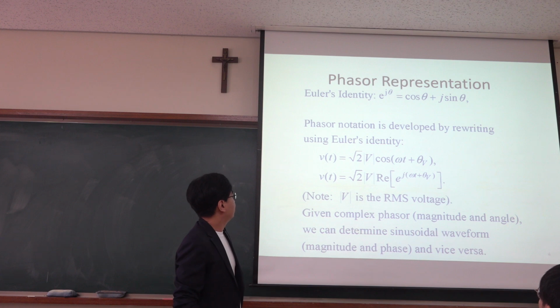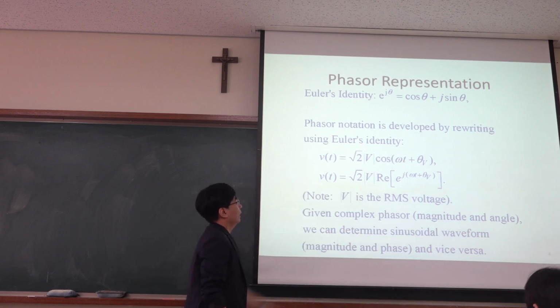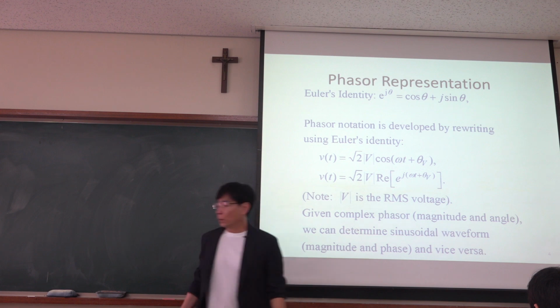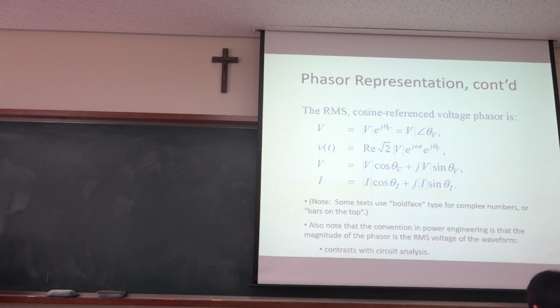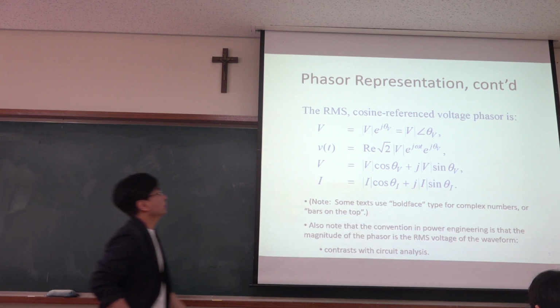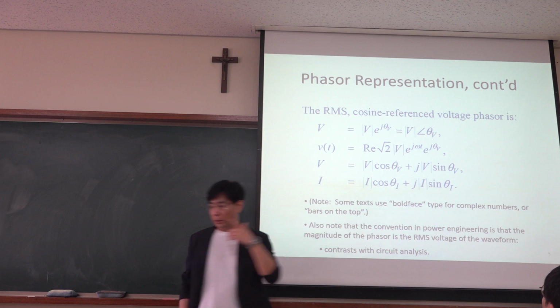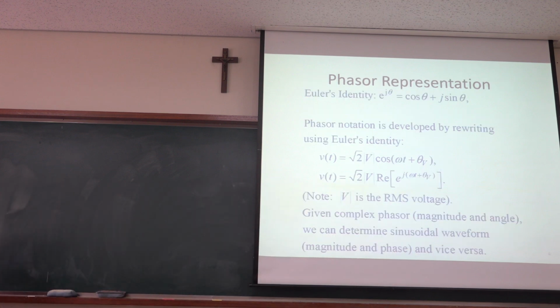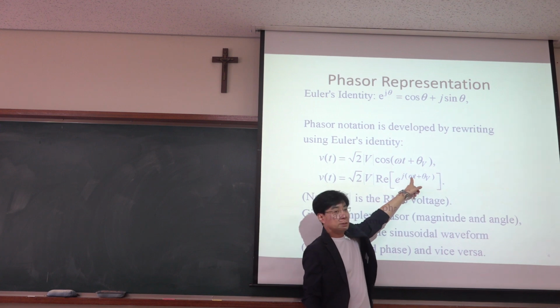So, given a complex phasor, we can determine the sinusoidal waveform as long as we know the magnitude and the phase angle, and vice versa. Now, this is a phasor notation. In phasor notation, by the way, here we have this complex number, and still we have omega t.